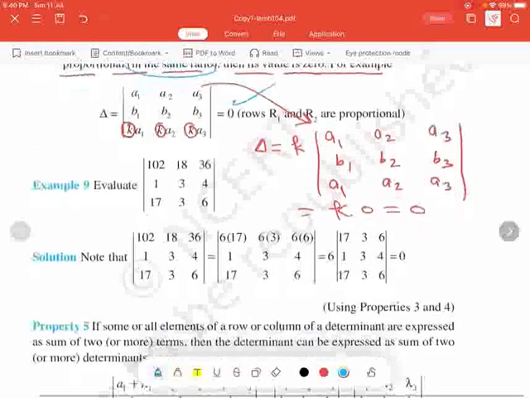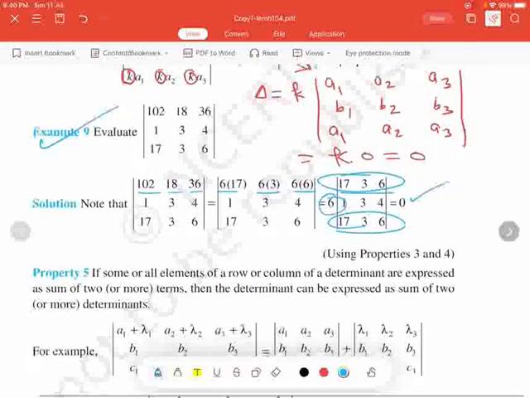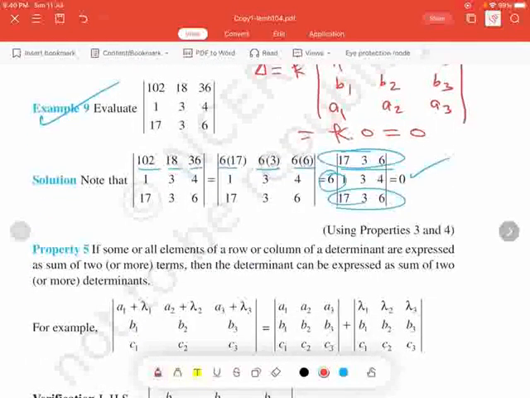Here we can see the example. We have 100, 218 and 36. We can write it as 6 into 17, 6 into 3 and 6 into 6. So 6 is common out, so the two rows are identical, so the value is 0. So now we are on property number 5.